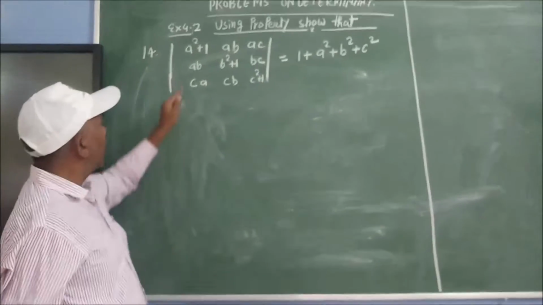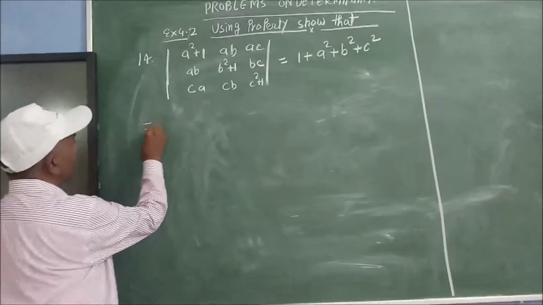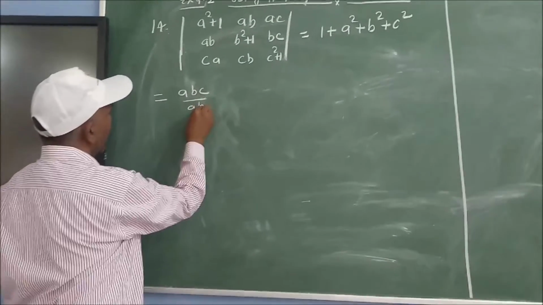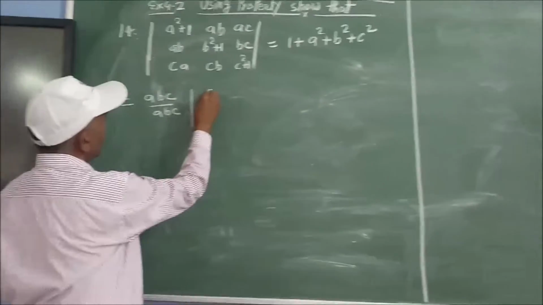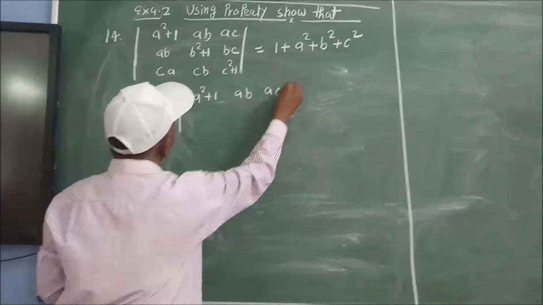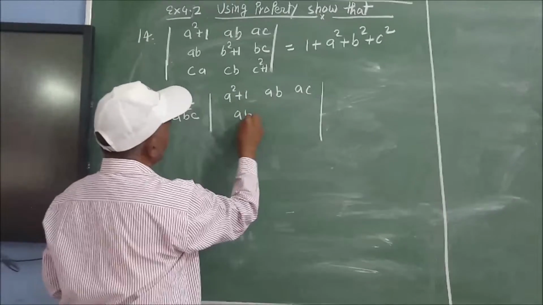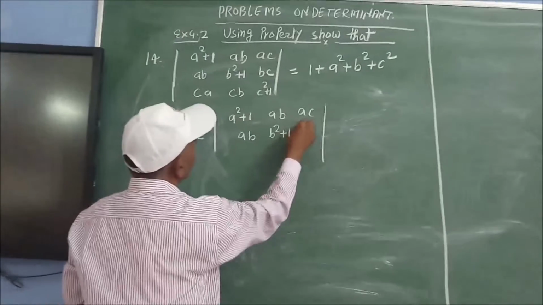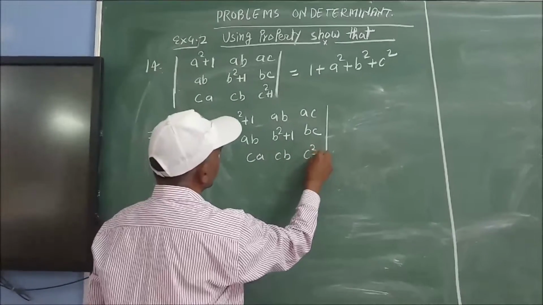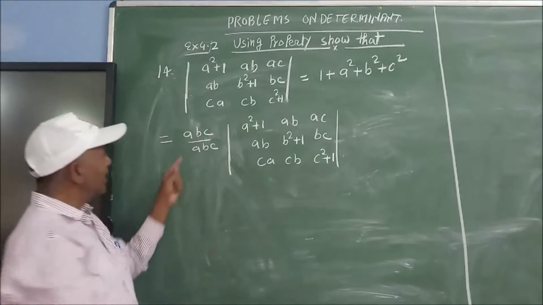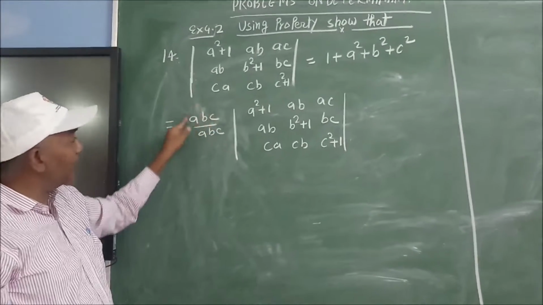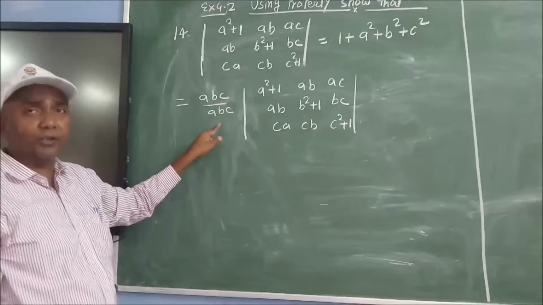So suppose we multiply this determinant as a, b, c by a, b, c, and this can be written as a square plus 1, ab, ac, ab, b square plus 1, bc, ca, cb, c square plus 1. Why here I have written abc by abc? Because we can multiply by abc and also divide by abc.